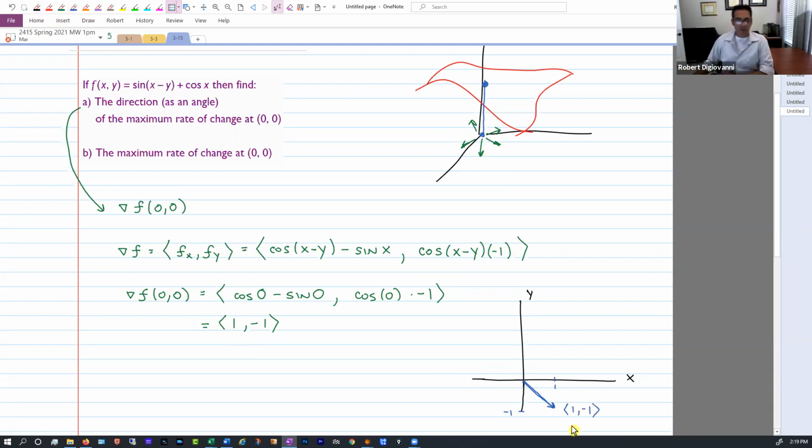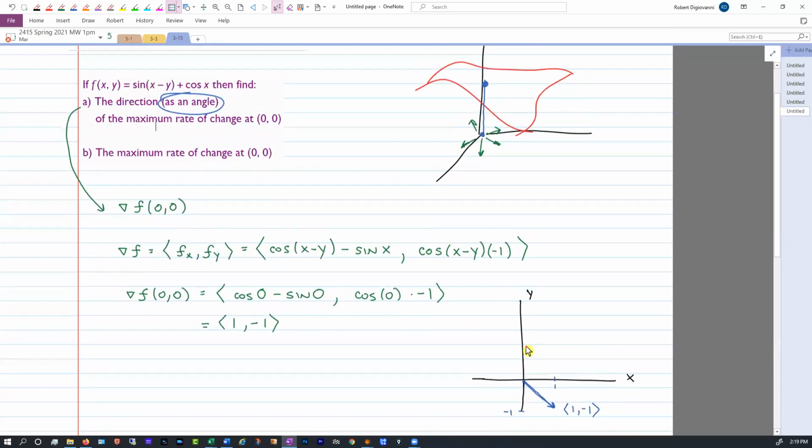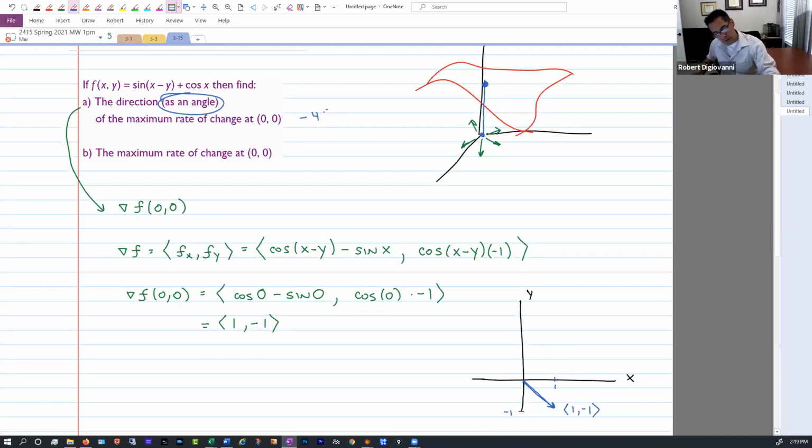Now, part A asked for that direction as an angle. So what is that as an angle, relative to the x-axis? Negative 45. So the answer to part A is negative 45 degrees. If you want, you could say 335. That would be okay.